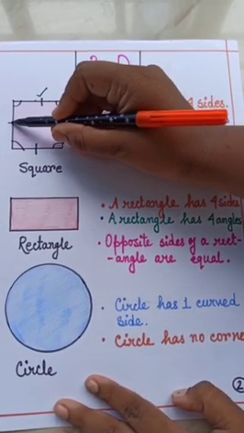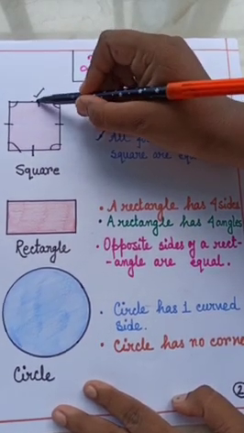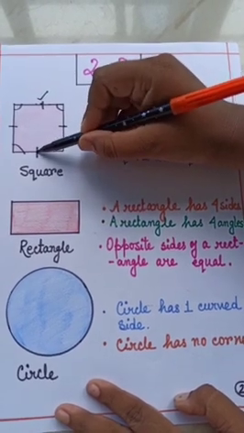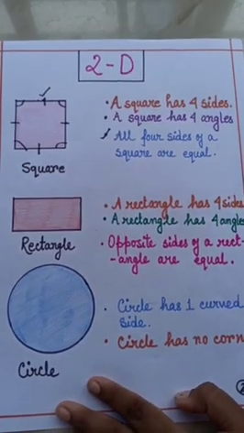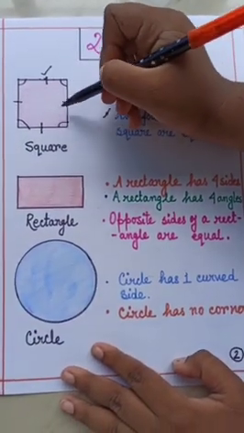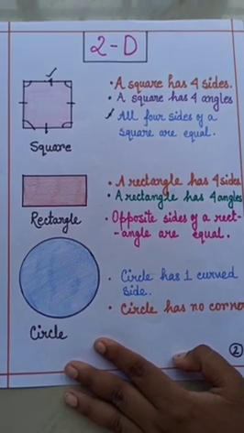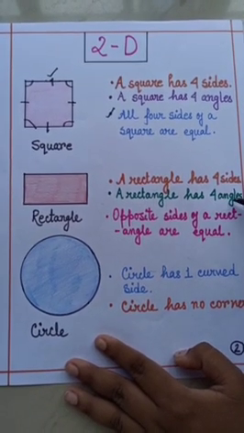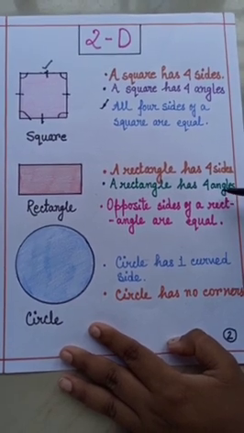Suppose this is 2 centimeter, then this side will also be 2 centimeter, this side will also be 2 centimeter and this side will also be 2 centimeter. That means in a square all the four sides will be of same measurement. Next come to a rectangle.